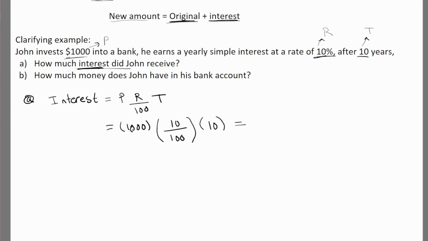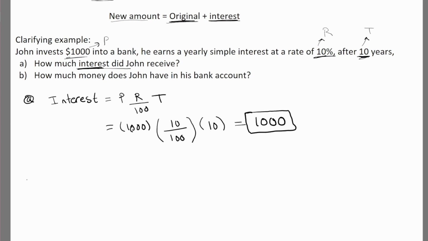And you can just go ahead and plug this on a calculator. It'll give you 1,000. So this is actually the interest that he receives over the period of 10 years. So during 10 years, he's going to receive $1,000. Per year, that would be $100.